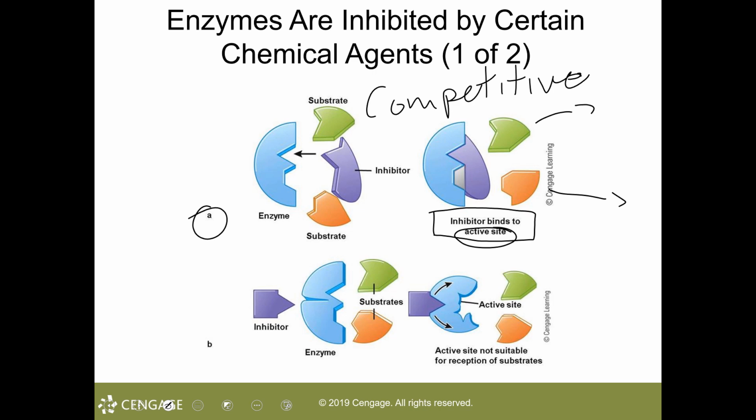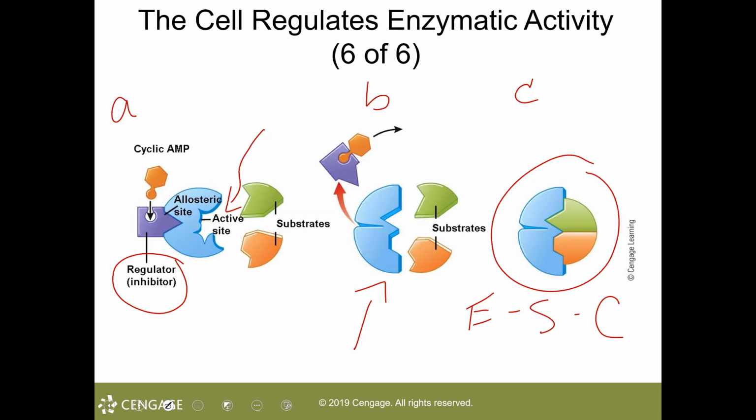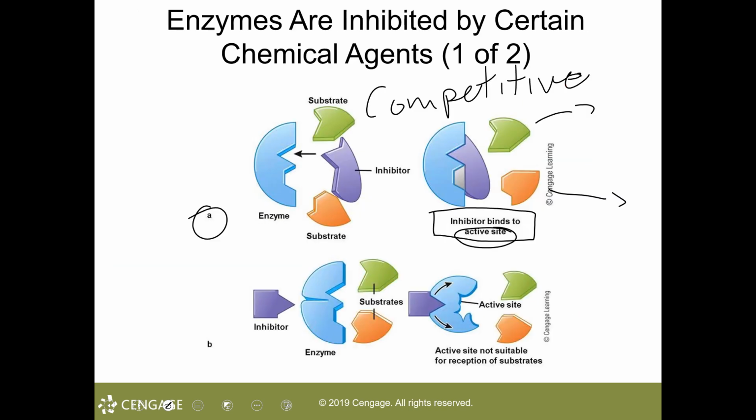And of course, if it happens to be a non-competitive inhibitor, that just means the inhibitor binds to a site other than the active site. So when I got to allosteric sites moments ago, that was an example of non-competitive inhibition. That was a form of non-competitive inhibition.